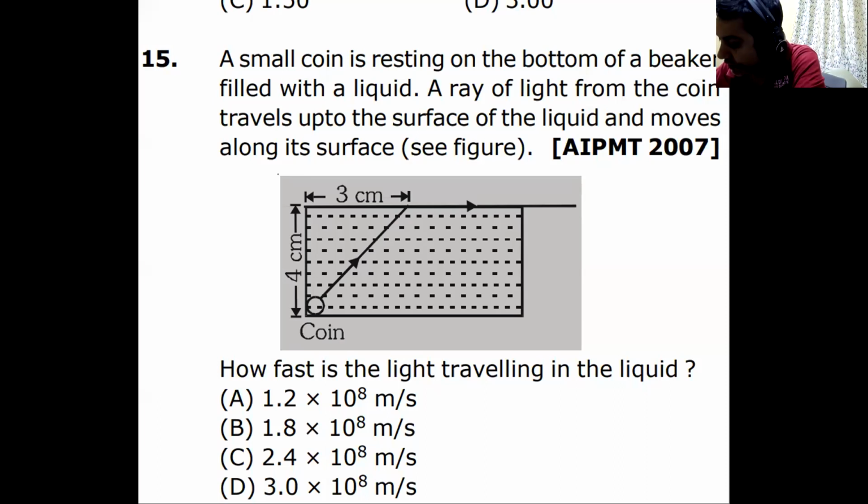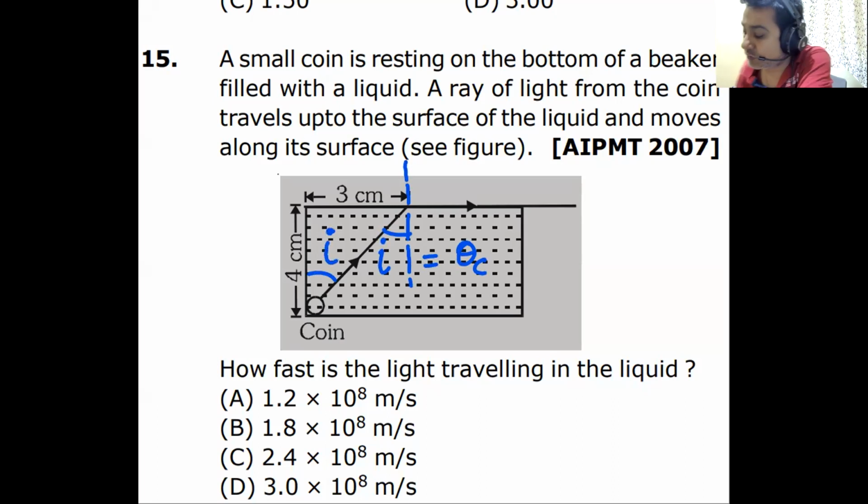Well, let me solve it. How am I going to solve it? I have to find this angle of incidence I. And this angle is equal to the critical angle. I have to find the value of this angle I. This angle I is also the same as this angle I. This side is 3 centimeter. This side is 4 centimeter. So this side becomes 5 centimeter.